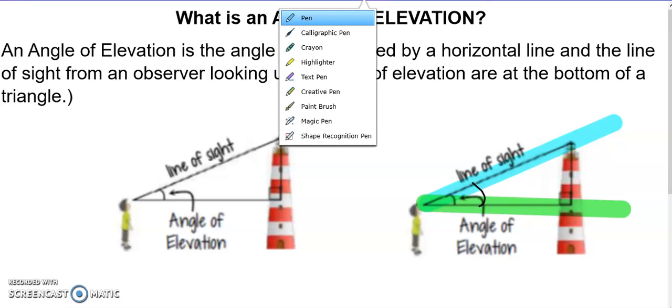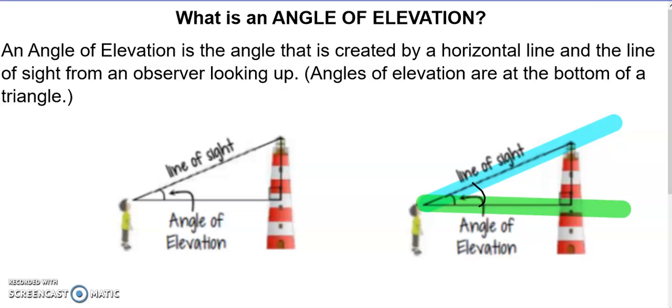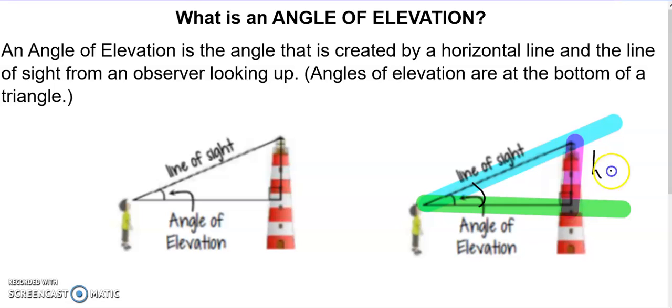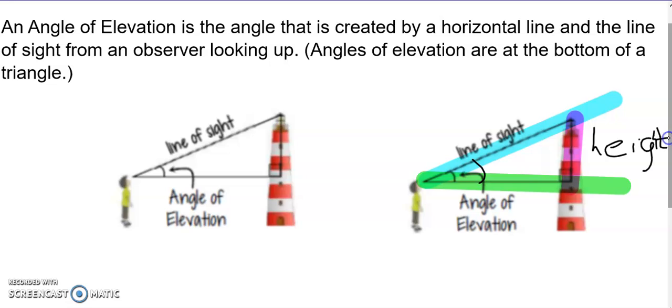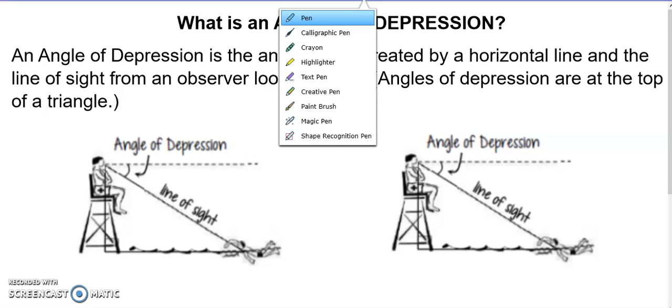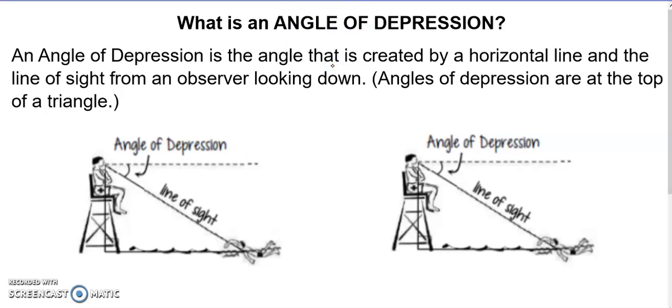What I want you to notice too is that the height over here, my height, is actually part of my picture. What I mean by that is the height of this lighthouse is actually part of the triangle that I can draw in. That's important because when we draw an angle of depression, that part is not in my triangle, because angles of depression start high and look down.